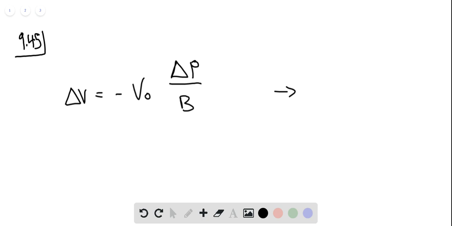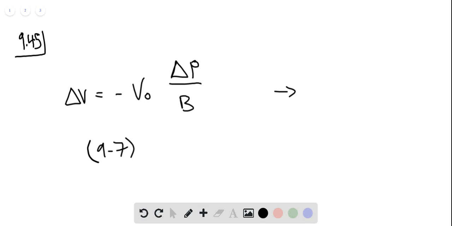bulk modulus. This equation can be found in the book in chapter 9-7. You should find the equation that says the change in volume is equal to the initial volume multiplied by the change in pressure divided by the bulk modulus. Since we're looking for the pressure here, the question is how much pressure is needed, we're going to reverse it a little bit around.